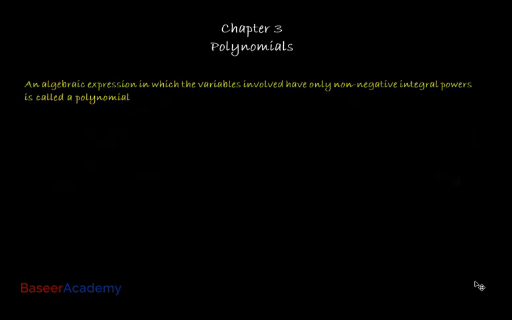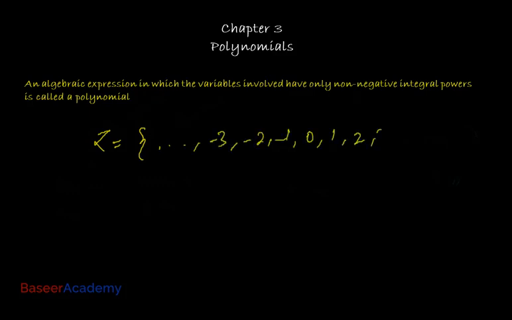Now, what is a polynomial? An algebraic expression in which the variables involved have only non-negative integral powers is called a polynomial. Non-negative means positive. I am sure you must be knowing what an integer is, right? An integer is a collection of negative numbers and positive numbers. Here, the definition is saying that the variable should have non-negative integral powers.